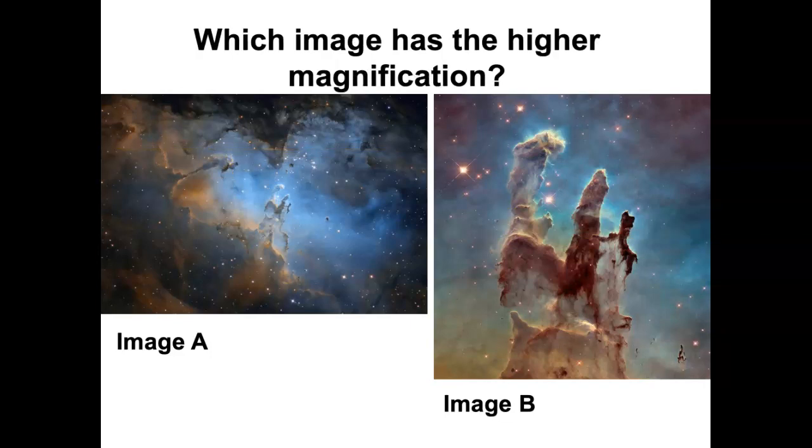Which of these images has the higher magnification? Higher magnification means small things look bigger. So B has the higher magnification. That's the trade-off. That's why I say every telescope in the world is designed a little bit differently, because you want to have the right tool for the right job.